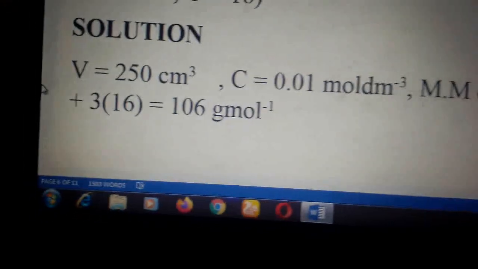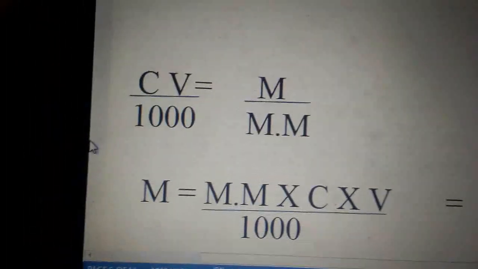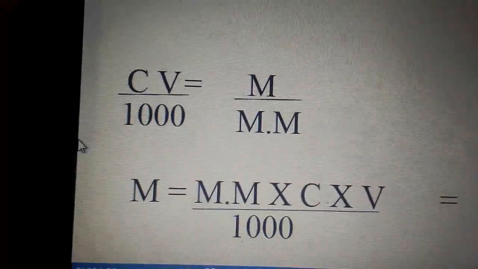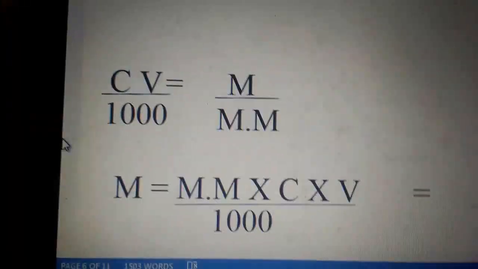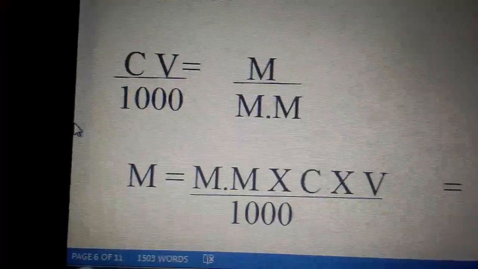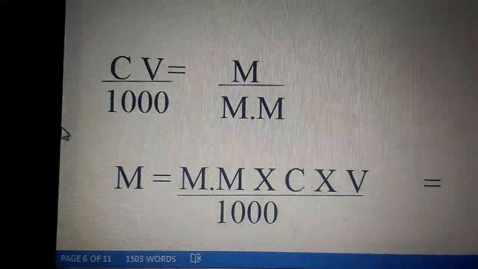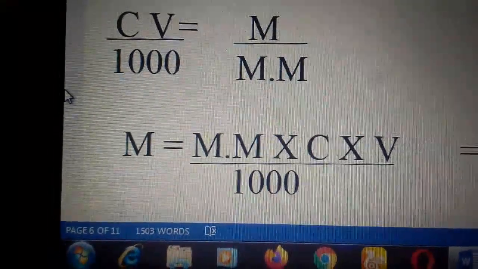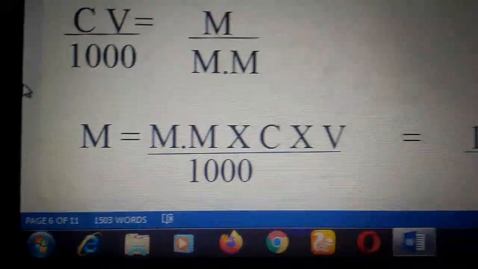So we have volume, we have concentration, we have molar mass, we're looking for mass. So equation 7 comes in, that combines the formula for number of moles, CV over 1000, and mass over molar mass. C is given to us, V is given to us, molar mass is known, we're looking for mass. So make mass the subject by cross multiplying. Mass equal to molar mass times concentration times V over 1000.